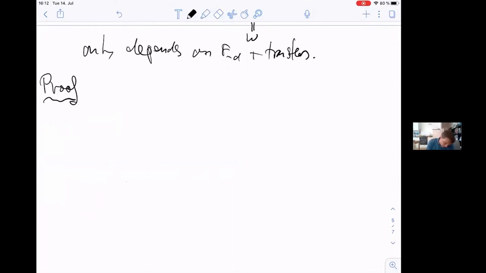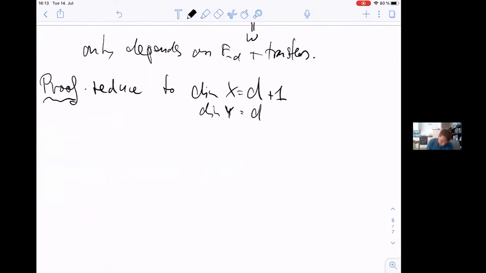So the first step, we reduce to the case where x has dimension d plus one, then of course y has dimension d, and z has dimension one. And of course then w has dimension zero, and I want to assume that it's just one point, and it's a rational point.